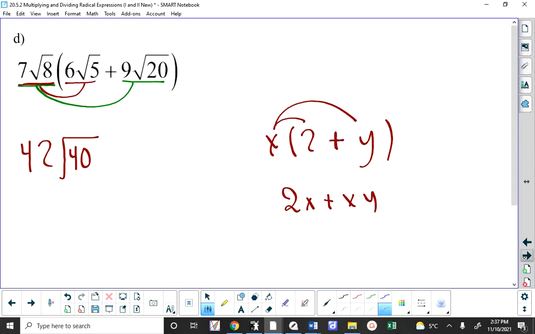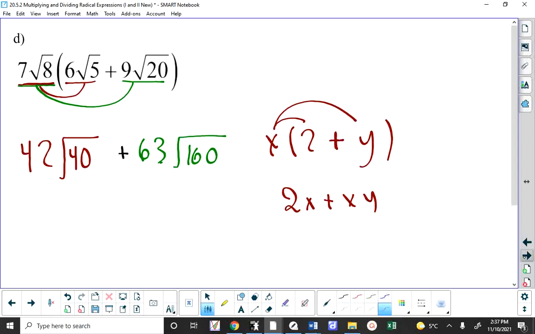Then I'm going to multiply the 7 root 8 times the 9 root 20. Let's see, 7 times 9 is 63. And 8 times 20 is root 160. And now we're ready to simplify it. So we'll double check here. 7 times 6 is 42. 8 times 5 is 40. 7 times 9 is 63. 8 times 20 is 160. Okay, so what would we write here?